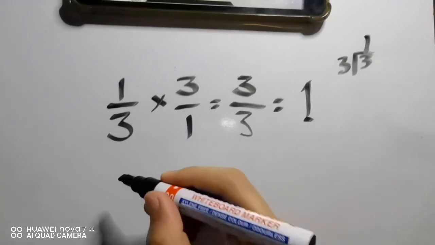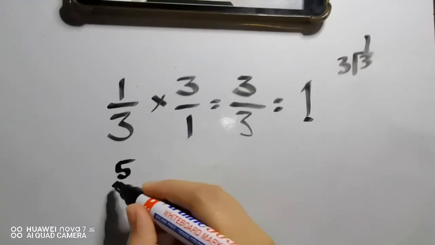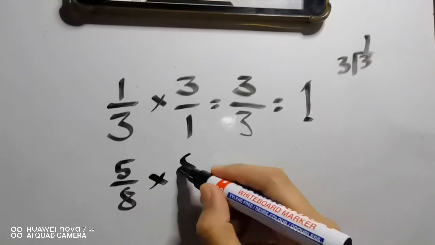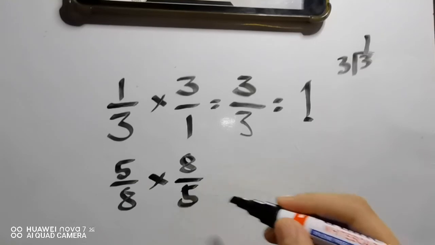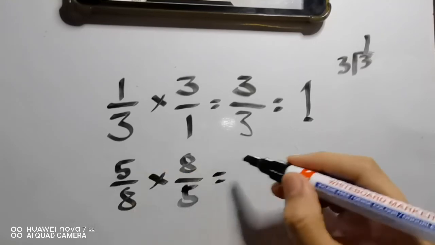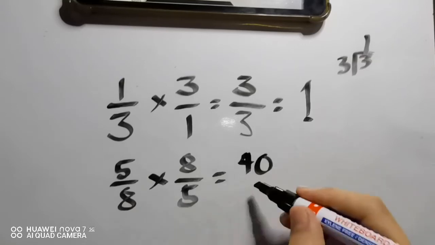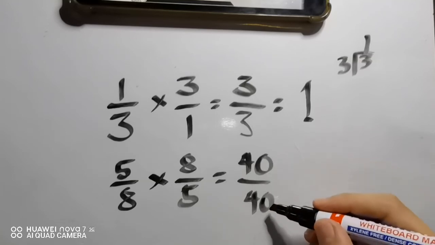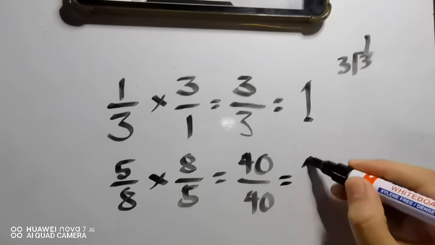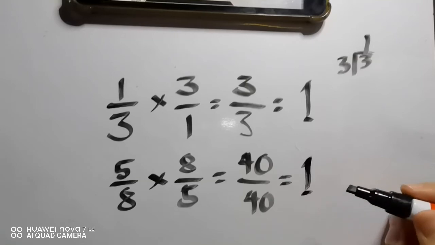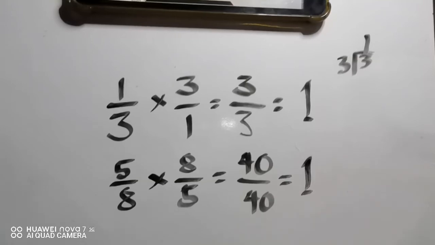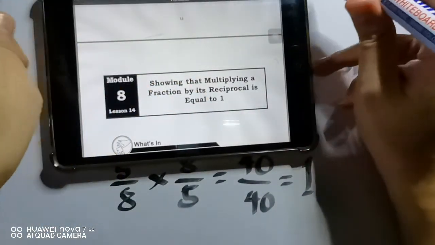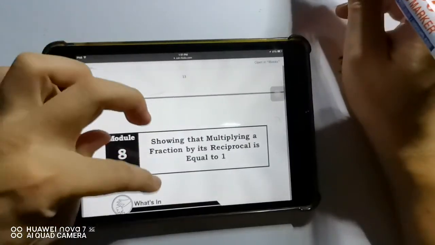Tapos, so 1 yan, 1 lang. Okay, another example. Let's say 5/8 times its reciprocal, 8/5. Multiply mo lang, 5 times 8, that's 40. 8 times 5, still that's 40. Pareho ang numerator at denominator, equivalent to 1. Okay? So, ganun. Yan ang ibig sabihin ng showing that multiplying a fraction by its reciprocal is equal to 1.